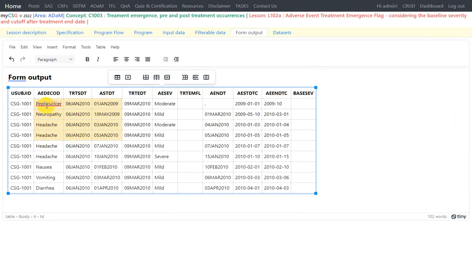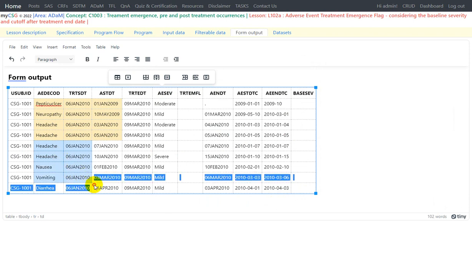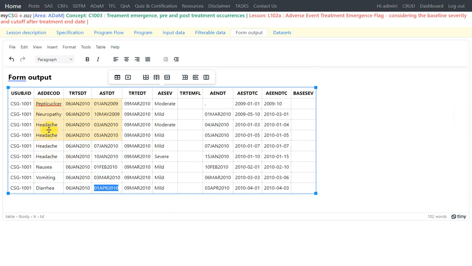So these are the events which are happening prior to treatment start, and there are some post-treatment events. Let us try to identify the decodes which are present prior to treatment start. There is one peptic ulcer, neuropathy, and two instances of headache happening before treatment start. In order to derive the treatment emergent flag, we also have to consider these events.